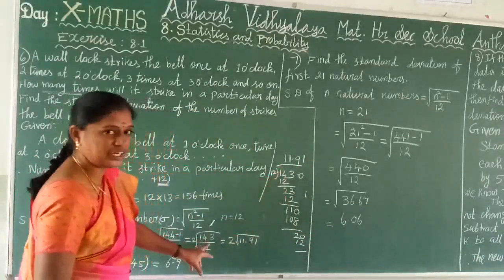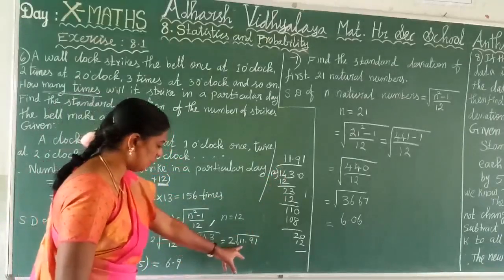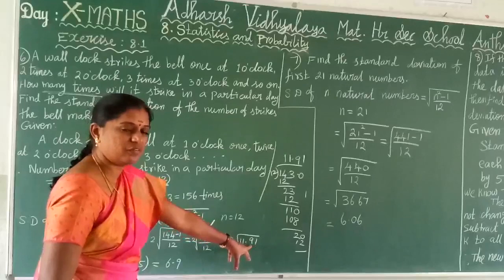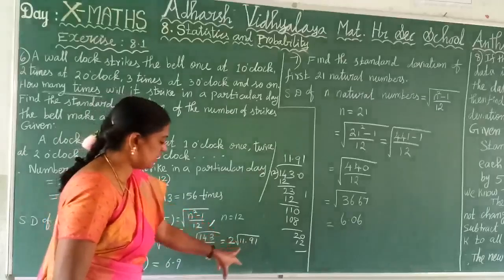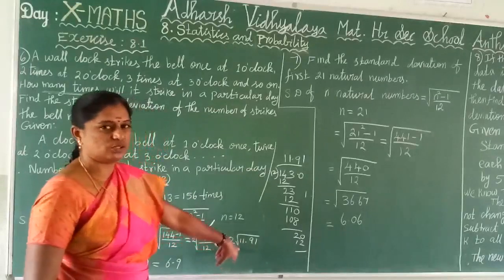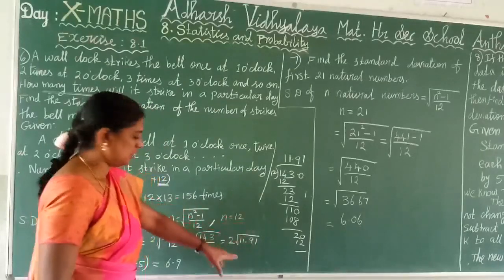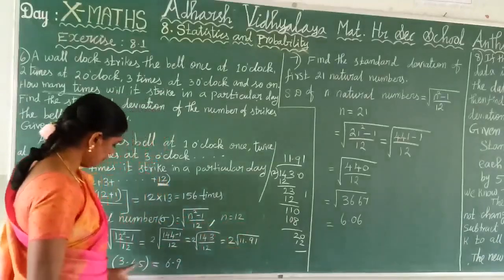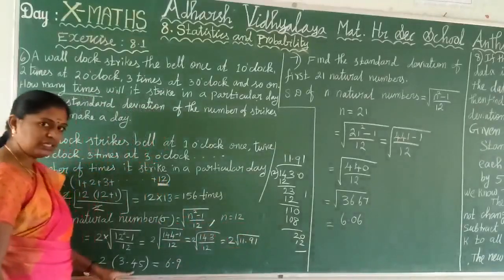So that is the value inside the root. Again we take the long division method. 11.91. Last class I explained how to take the square root using long division. You segregate the digits in pairs and do it. Like that you take the square root of 11.91. The answer is 3.45. Clear?